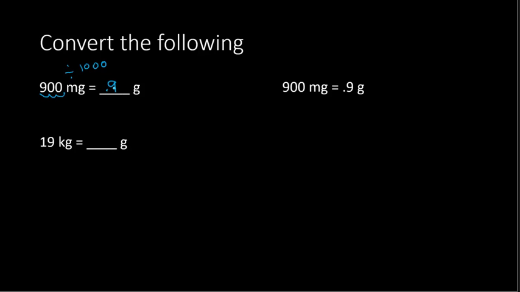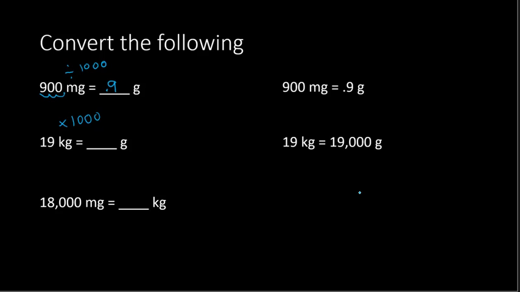Another example, we have 19 kilograms equals how many grams? So here, kilogram is larger than grams, so you're going from larger to smaller, which means we multiply, and there are 1,000 grams in 1 kilogram. So you multiply by 1,000, so 19 times 1,000 gives you 19,000. So 19 kilograms is equal to 19,000 grams.